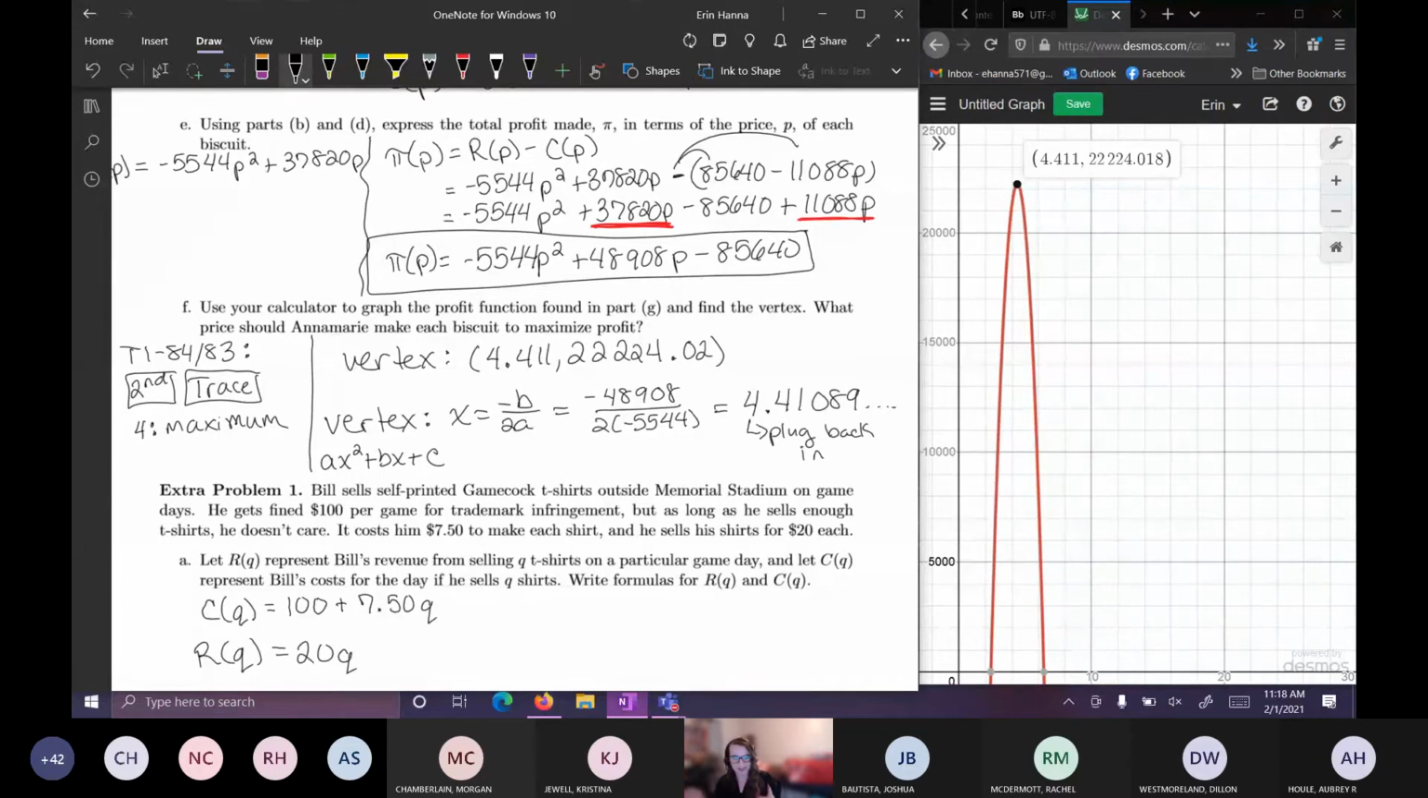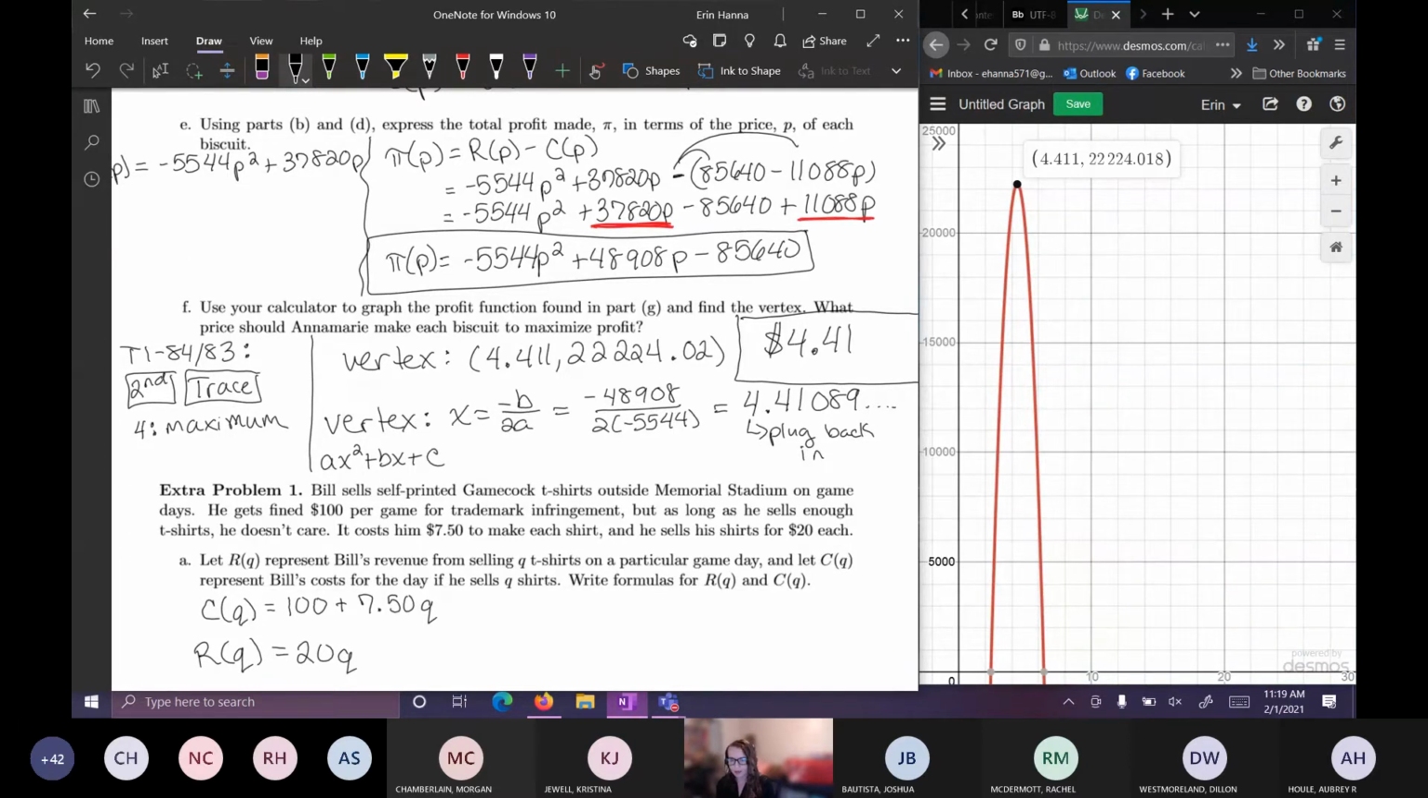And what is the actual answer to this question? The actual question is, what price should Anne-Marie make each biscuit to maximize profit? Since this vertex is going to be the maximum, and the maximum occurred when the price was 4.41, she should charge approximately $4.41 to help maximize her profit. If you're curious, the maximum profit is $22,224. But that's the answer to that question.